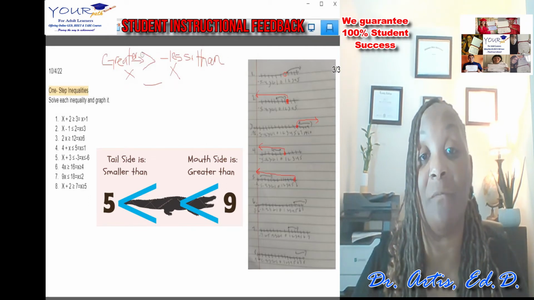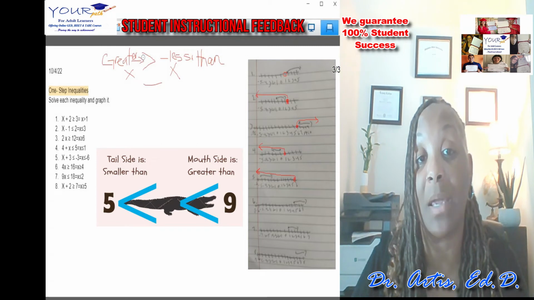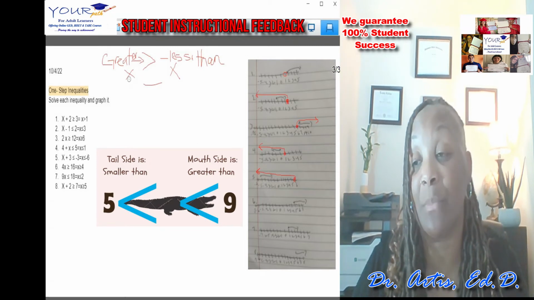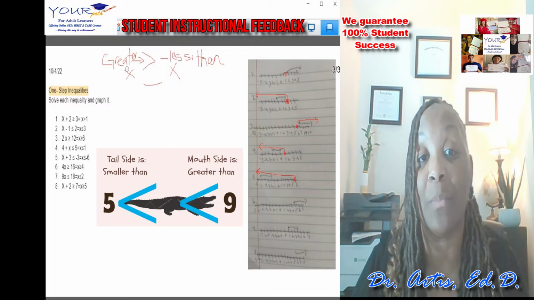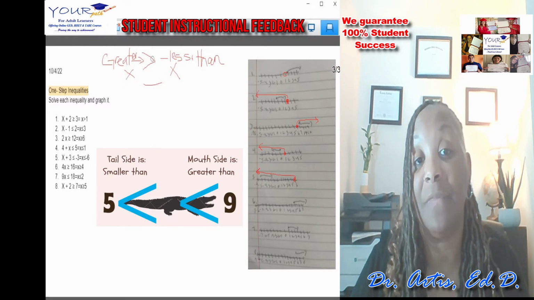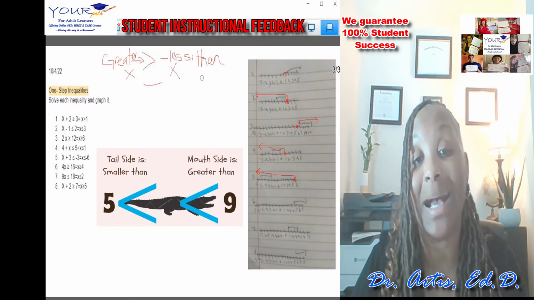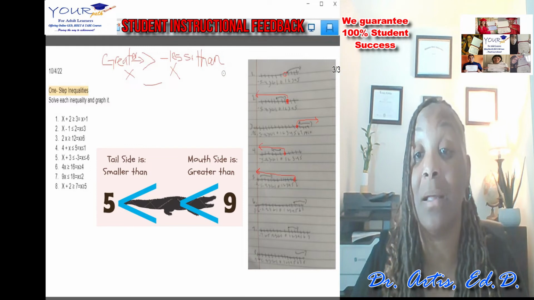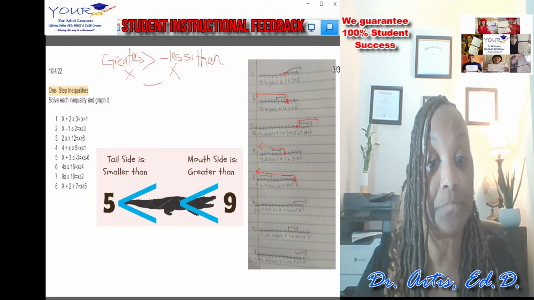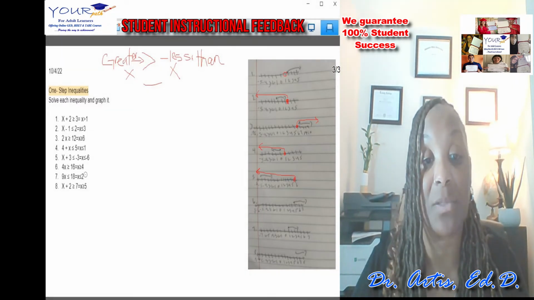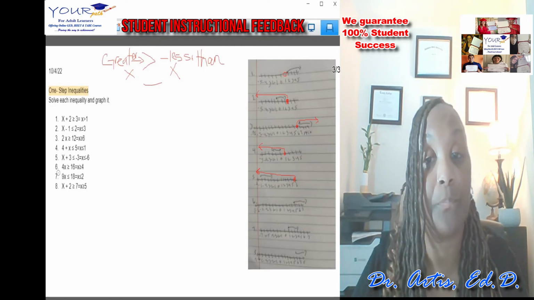Okay? Again, whenever the arrow, the open part, is toward the X or any number for that matter, it means that that number is greater than. If the pointing part of the arrow is toward the X or any number, that means that it's less than the other number. Okay? So now let's get back to our problems here.